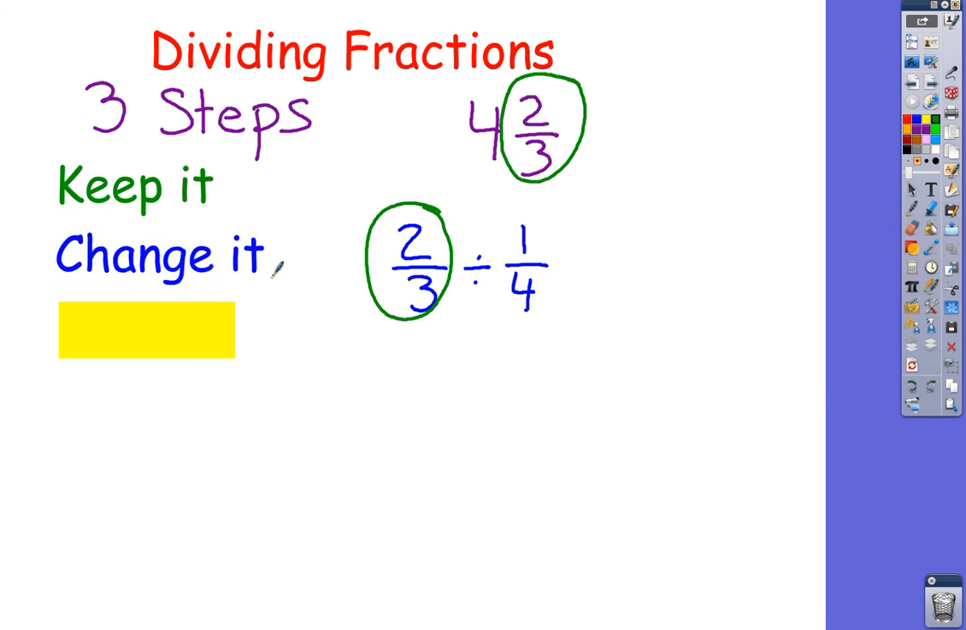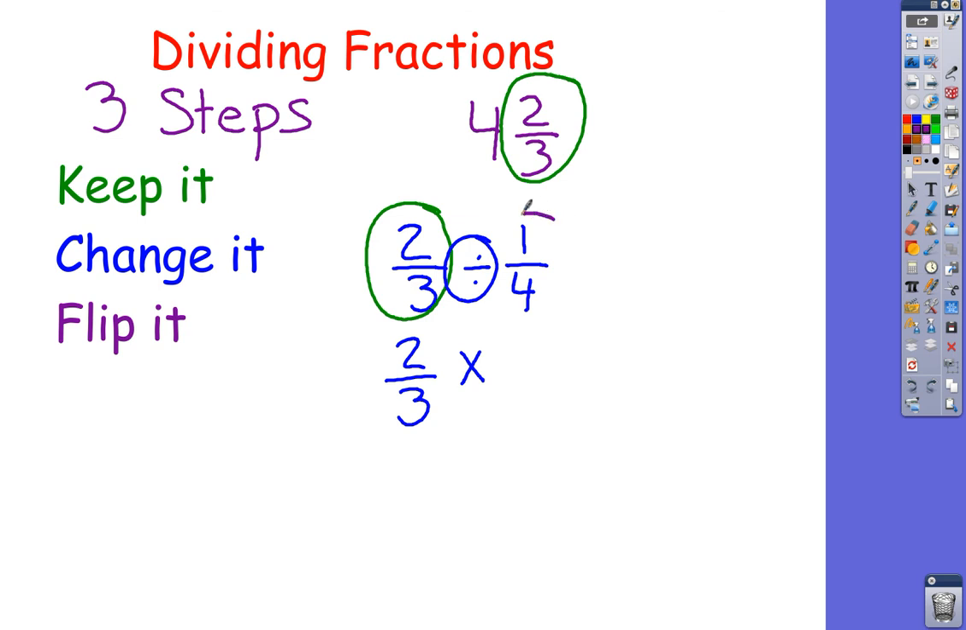Step 2 is change it. So where I have a divide symbol, I'm actually going to change my divide to multiply. So I'm going to go ahead and rewrite my 2/3. Okay, and step 3 is flip it. So my 1/4 at the end right here, I'm actually going to flip it over. So instead of 1/4, I'm going to use the reciprocal, which is 4/1.